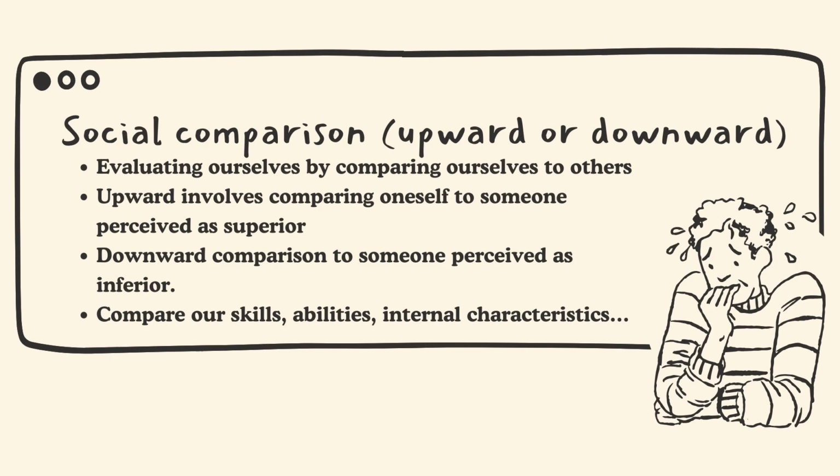Social comparisons. There are two types of social comparison. The first one is upward, another one is downward. So what is social comparison? It's evaluating ourselves by comparing ourselves to other people. The upward involves comparing oneself to someone perceived as superior. Downward is comparison to someone perceived as inferior. And usually when we're talking about comparing ourselves to others, we are comparing our skills, ability, internal characteristics, and so on. Basically, just compare everything between us and others.